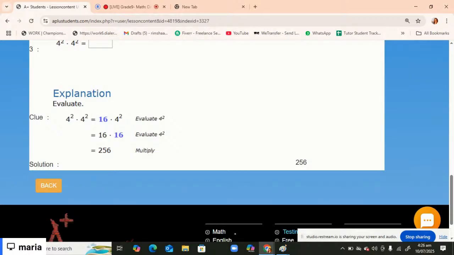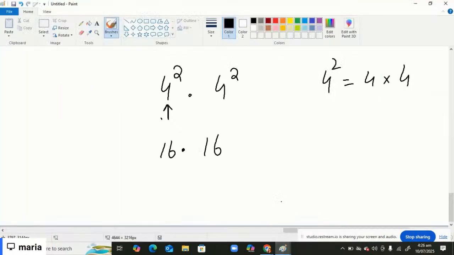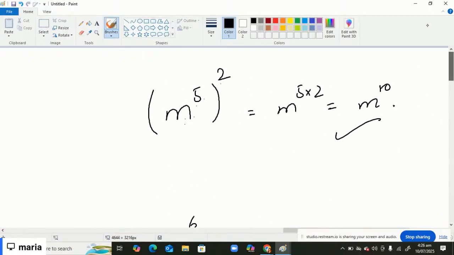Now 16 times 16, when you multiply both 16s with each other, multiply these two numbers with each other. Okay, then you write your answer. All right, hope you guys understand this one.